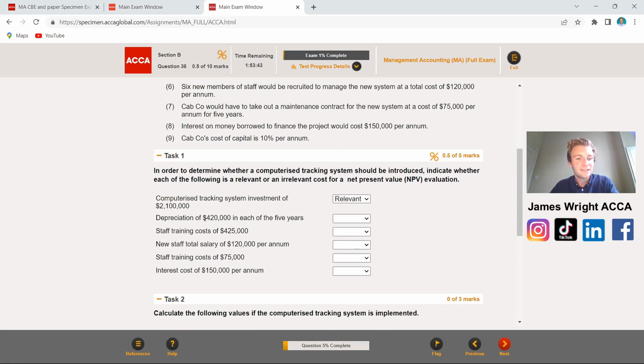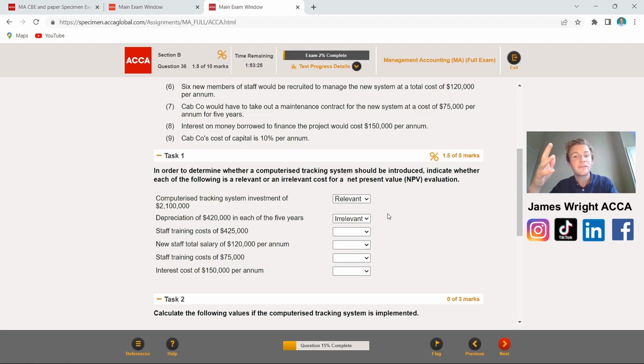For that tracking system, we also had some depreciation for the project over 5 years, and that is irrelevant. That is because depreciation is not a cash flow amount, it is a nominal value that is calculated through policies such as the straight line or reducing balance.